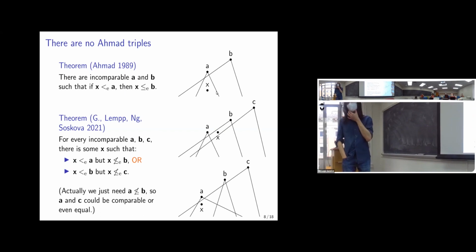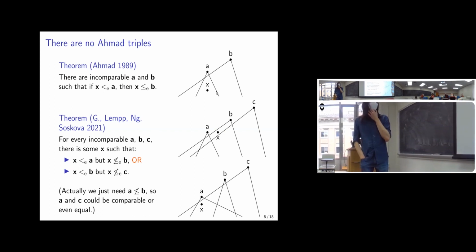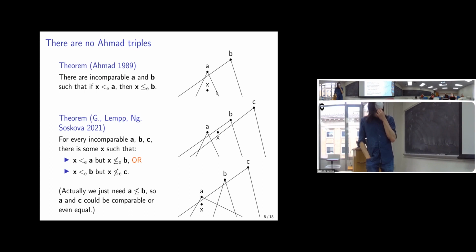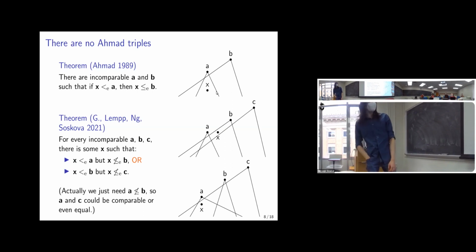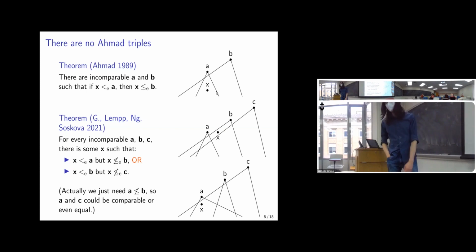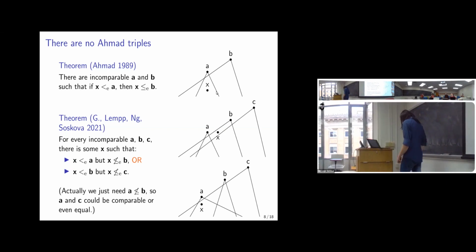B not below C. Well, B could be below C. Well, wait, hold on. Let me see there. Right, yeah, sorry. I should be adding that there as well.